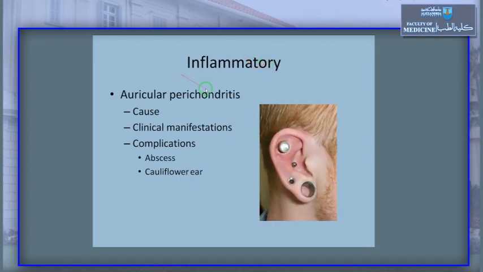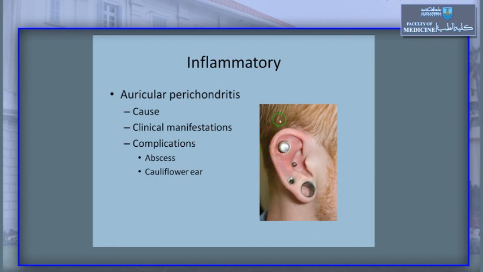For the inflammatory diseases, auricular perichondritis is the inflammation of the perichondrium of the auricle. Typically, it's caused by injuries that penetrate through the skin and reach the perichondrium. May happen with open wounds, may happen with insect bites, but more commonly we see it with piercings of the auricle going through the perichondrium and cartilage.